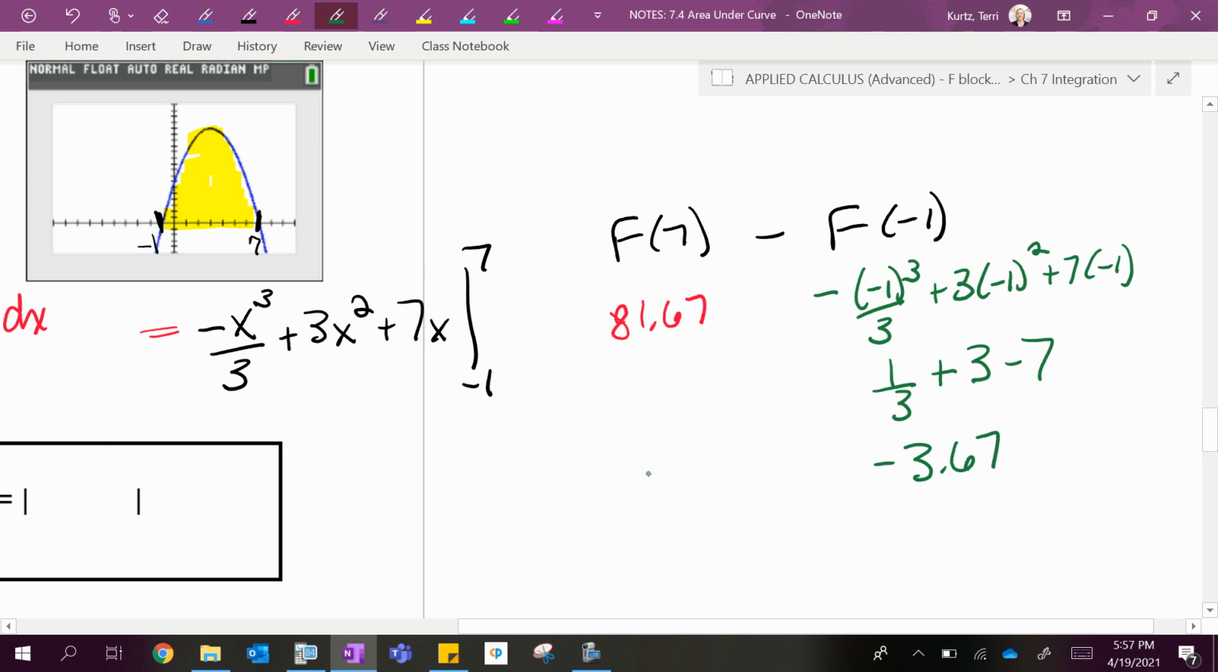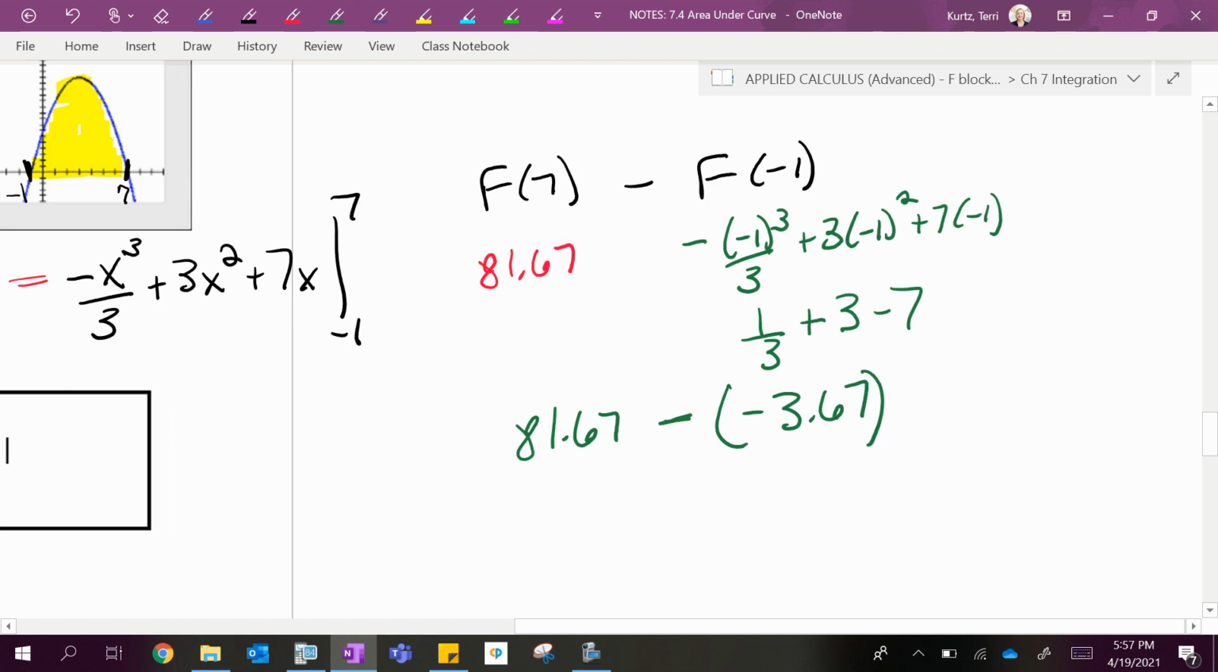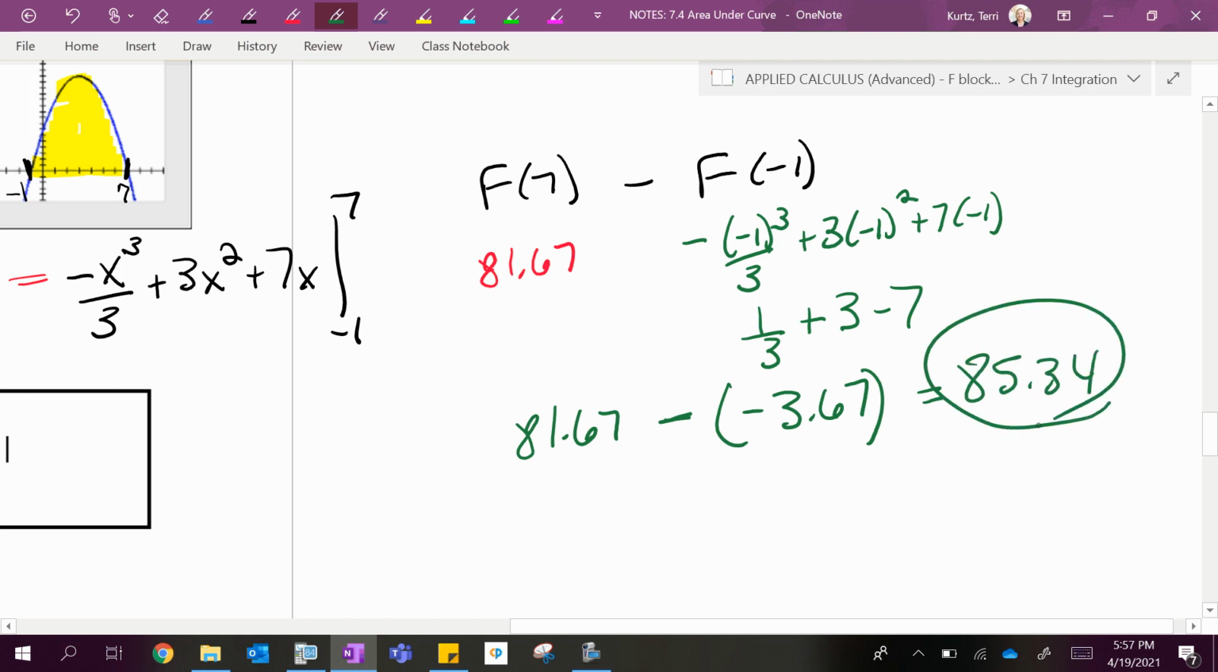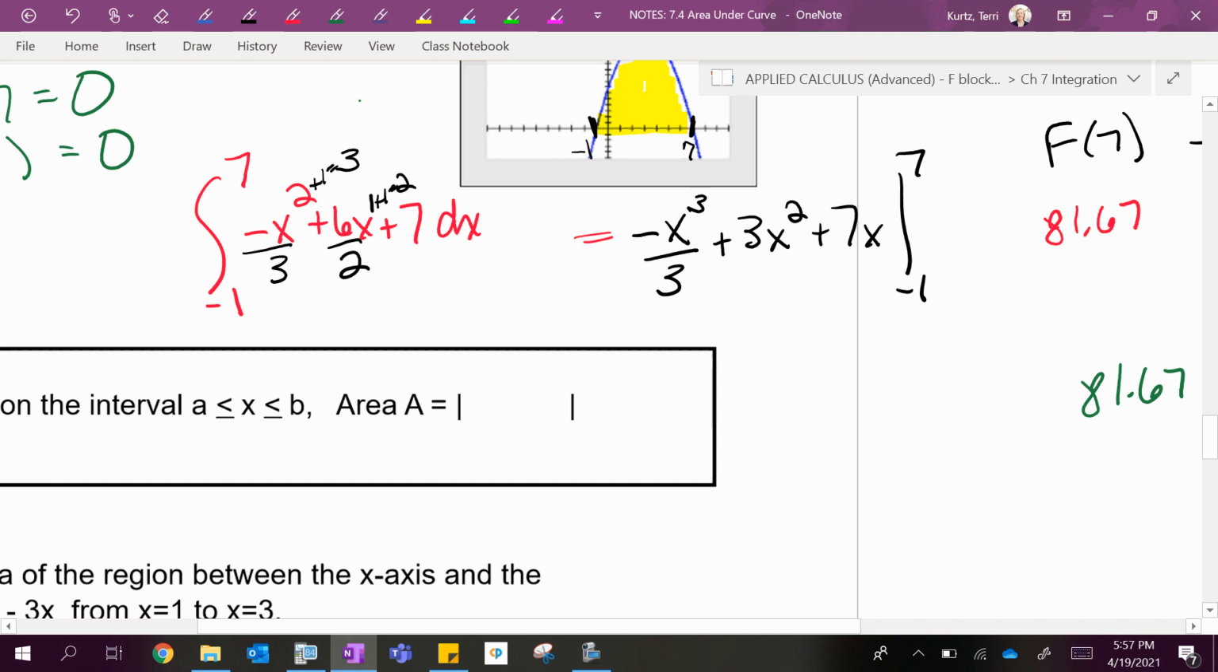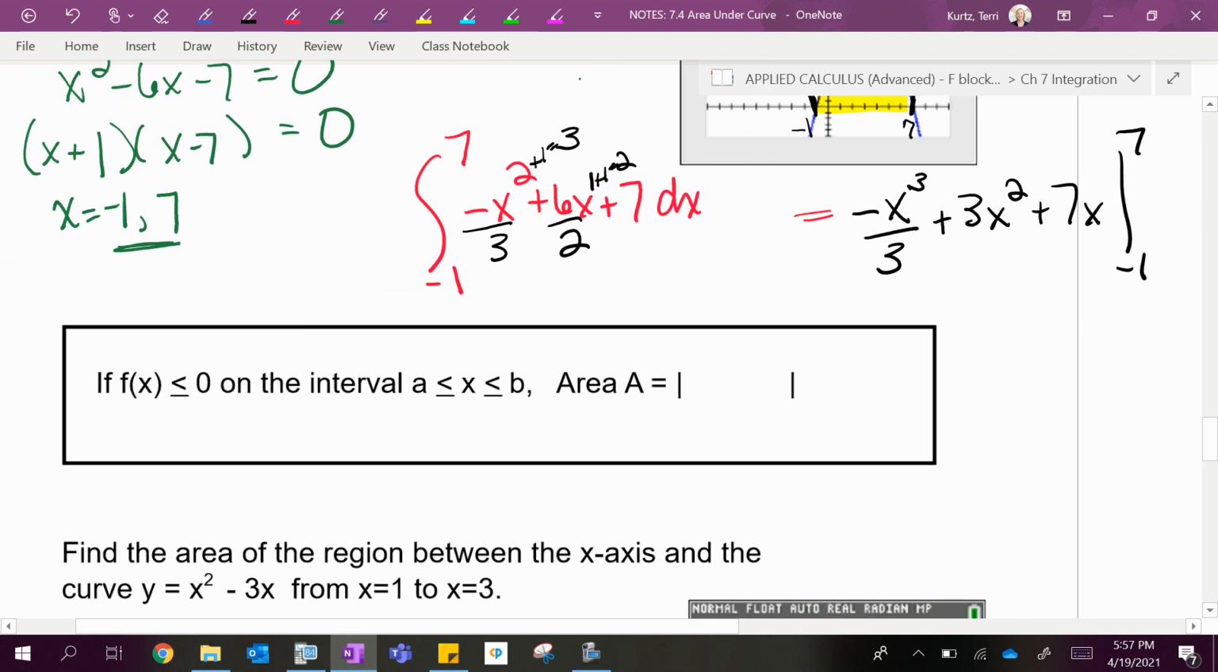So we were taking 81.67 minus negative 3.67, which becomes plus, and we get 85.34. Okay. Now, if you notice, this gave us a positive number, right? Of course, that is what you'd expect. But when you're talking about area, just like any measurement, area always has to be positive, right? Because you never could have a negative area, just like you can't go a negative distance.